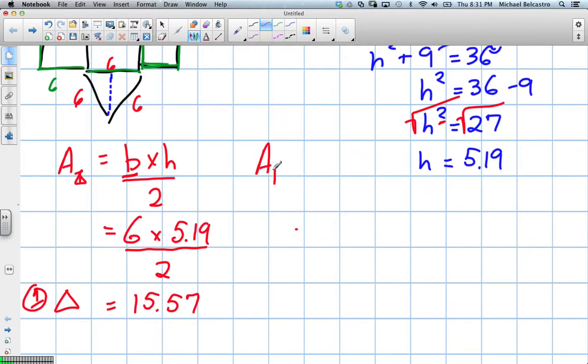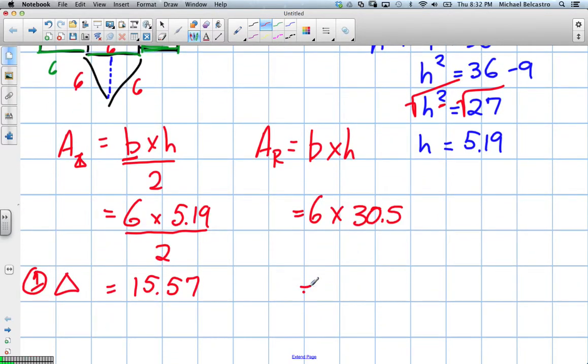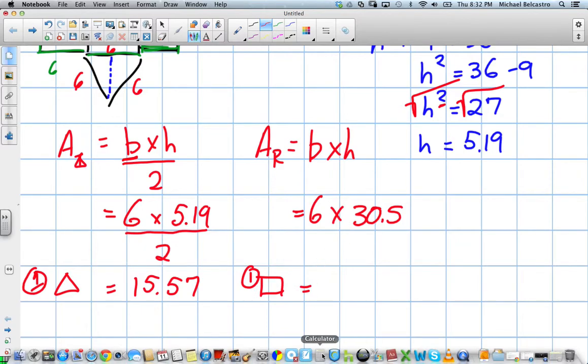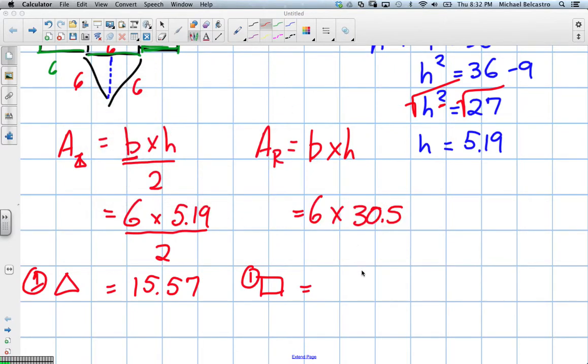The area of a rectangle. How do we find the area of a rectangle? Length times width. Yeah, or base times height, length times width. They're the same thing. What is the base of one of these rectangles? 6. And the, yeah, 6. And the height was? 30.5. Perfect. So for one rectangle, the area is equal to those numbers, 30.5 times 6, 183. Okay, 183.